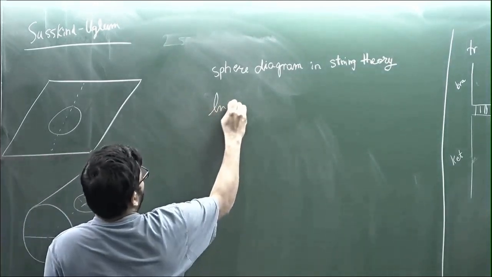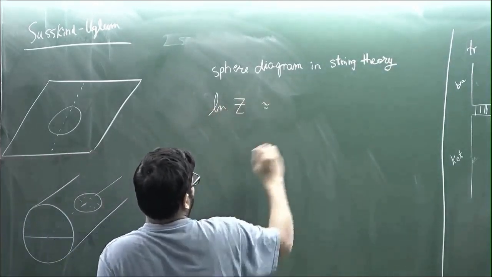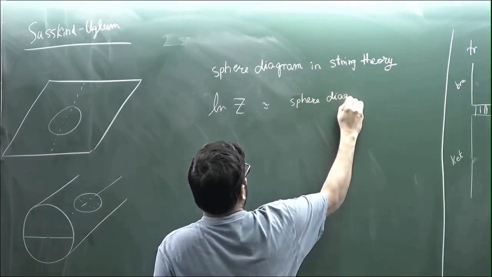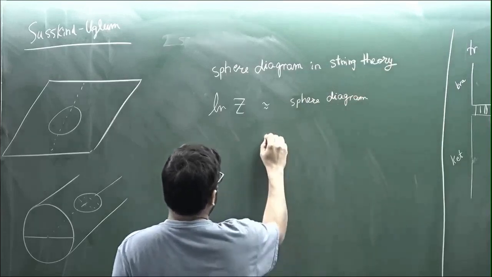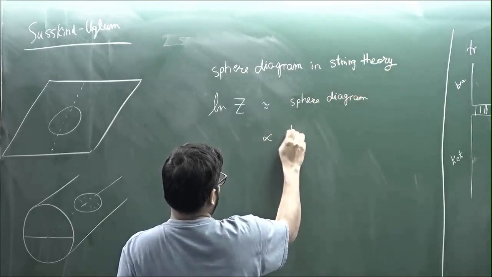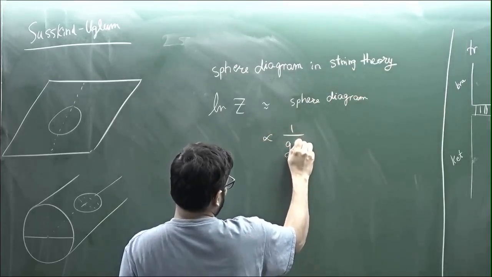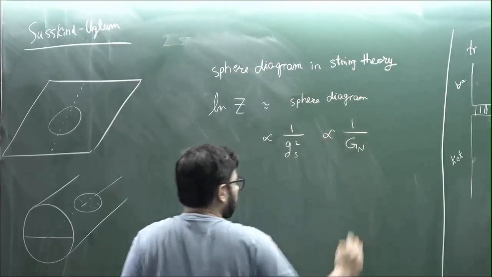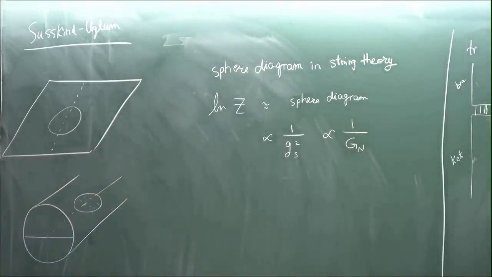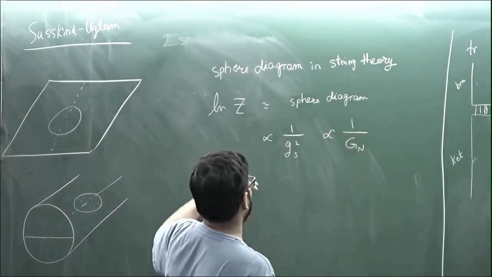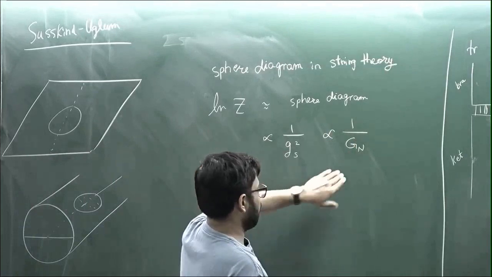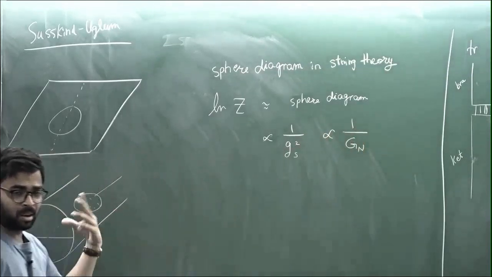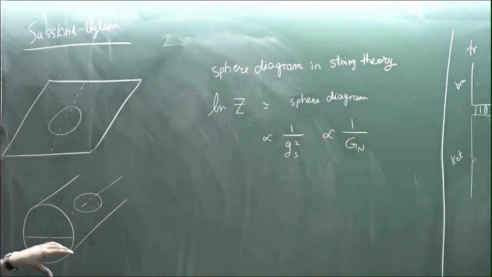So log Z, okay, we can approximate this by just the sphere diagram, and the idea is that just by genus counting, this is proportional to 1 over g string squared, okay, which is proportional to 1 over g Newton. So here is sort of the idea that perhaps in string theory, the epsilon can be replaced by g Newton. This is very rough. Again, I'm not trying to be very precise here and so on.